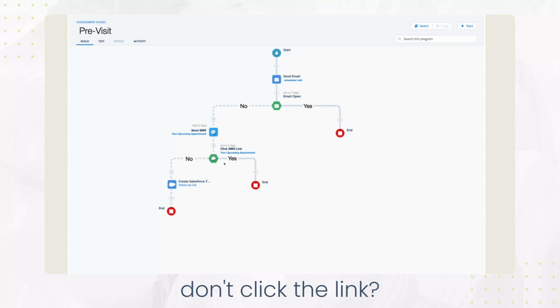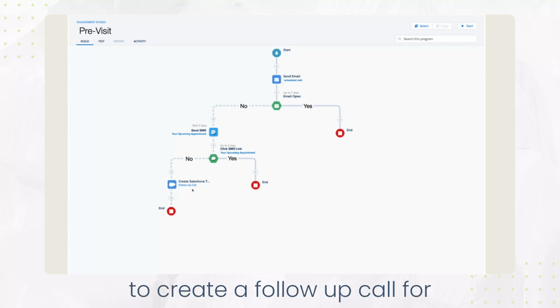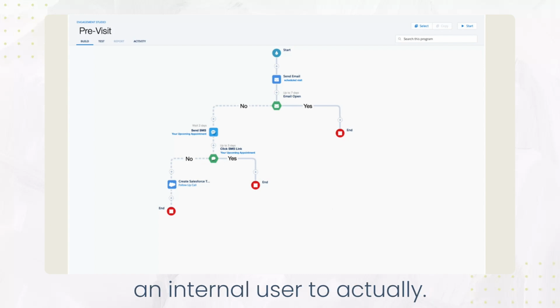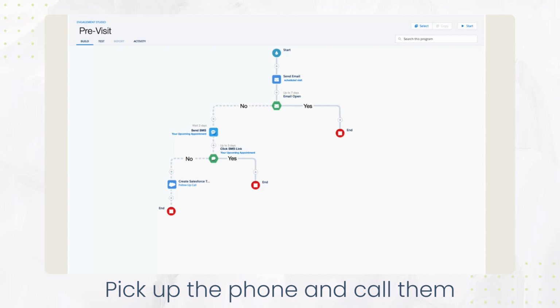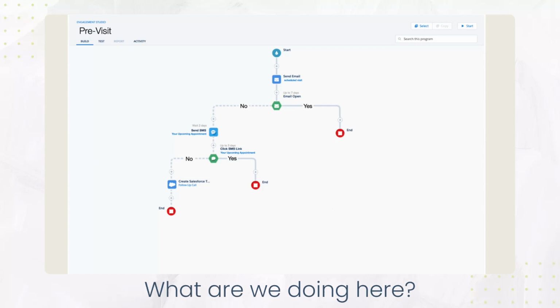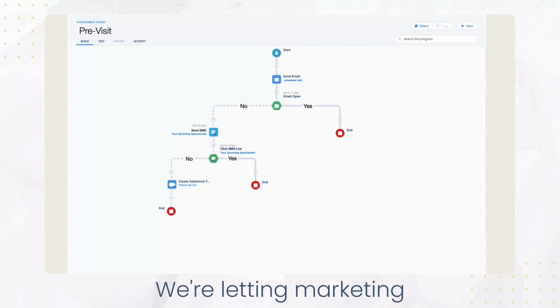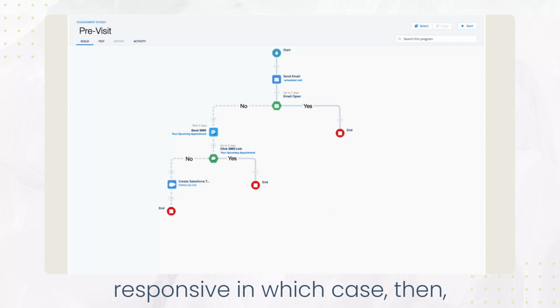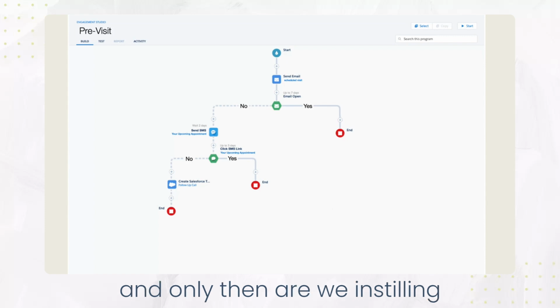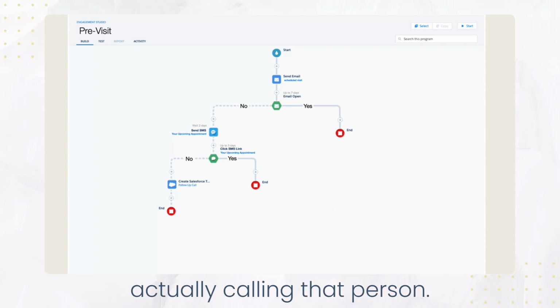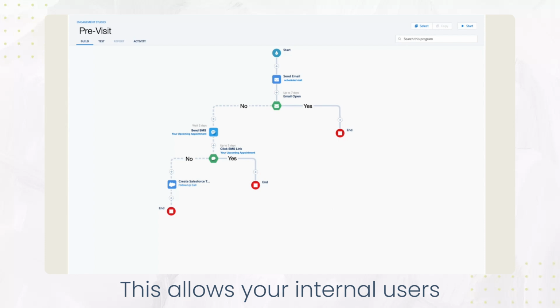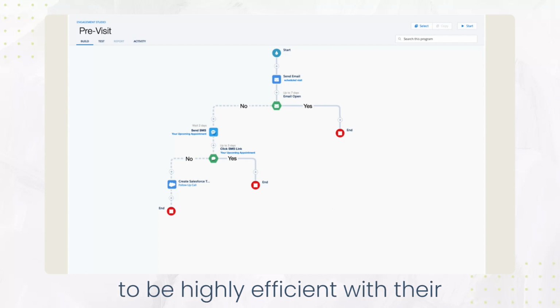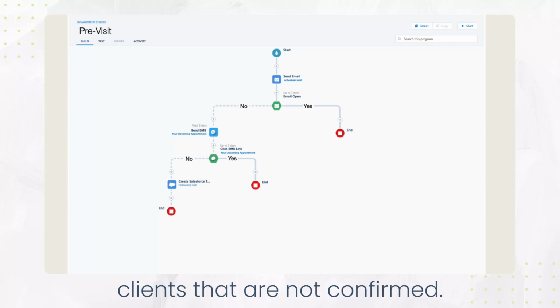But what if they don't click the link? Well, in that case, we're going to create a follow-up call for an internal user to actually pick up the phone and call them and confirm that appointment. What are we doing here? We're letting marketing automation serve as the interface for the client as much as possible, up until the point where the client is non-responsive, in which case then and only then are we instilling a manual intervention and actually calling that person. This allows your internal users to be highly efficient with their time by focusing only on the clients that are not confirmed.